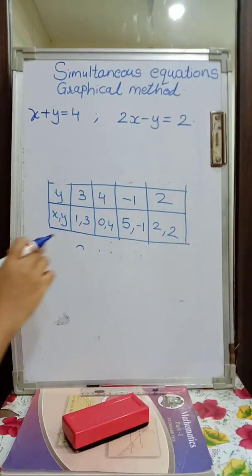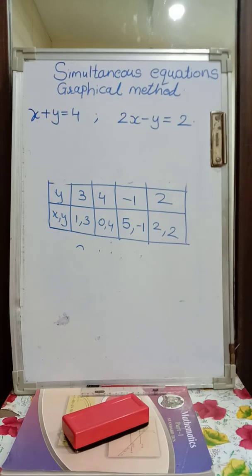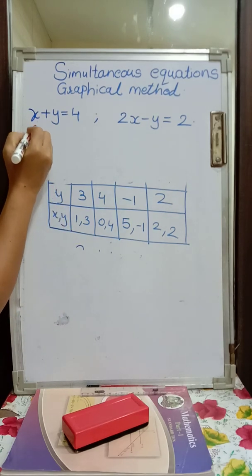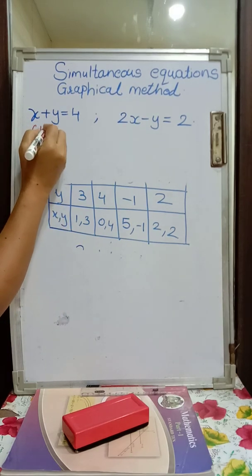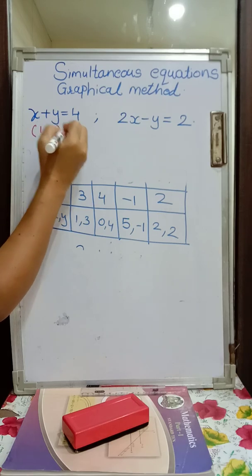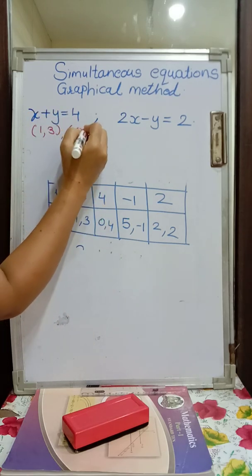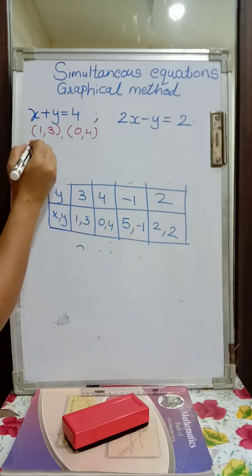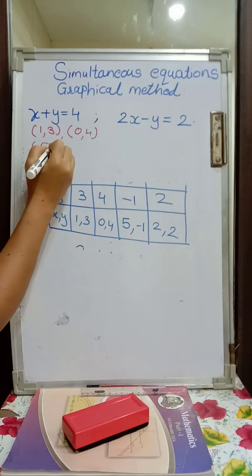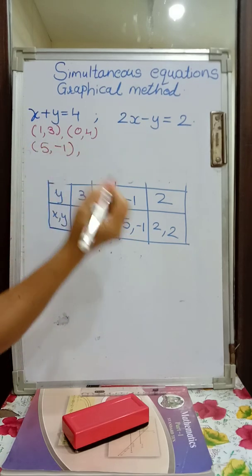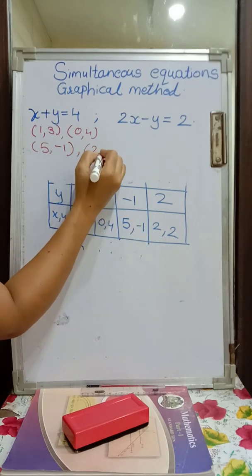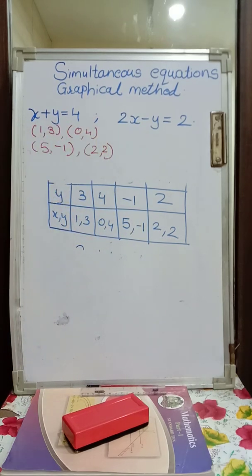So I am writing these ordered pairs with the help of another pen. So I have 1 comma 3 as the first ordered pair, then I have 0 comma 4, then I have 5 comma minus 1, and then I have 2 comma 2. This is true for this equation.